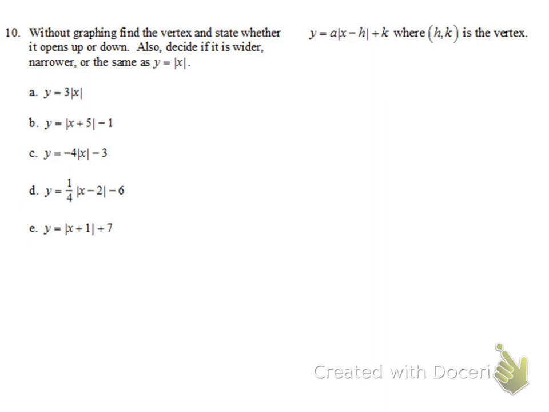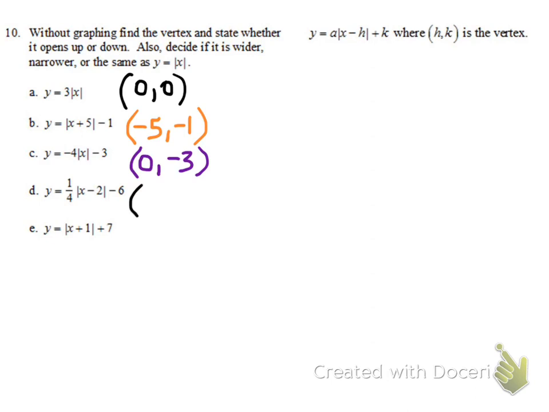Number 10 says without graphing, find the vertex. So we'll go through that real quick. Vertex on A would be 0, 0. Vertex on B, -5, -1. Vertex on C, 0, -3. Vertex on D, 2, -6. Remember, it's the opposite of what you see. And then the vertex on part E, -1, 7.